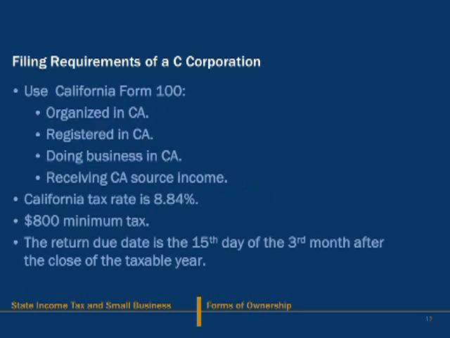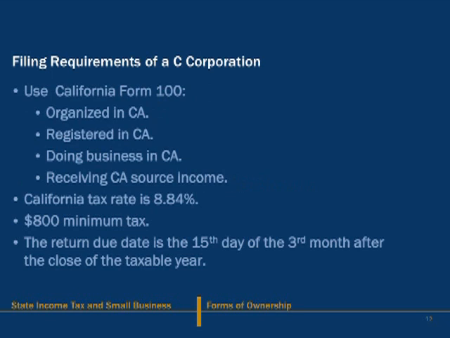C corporations that organize, register, conduct business, or receive California source income must file California Form 100, California Corporation Franchise or Income Tax Return. Other entities that elect to be taxable as a C corporation must file California Form 100 if they receive California source income. A C corporation is taxed on its net income at a tax rate of 8.84%. Entities formed as corporations under civil law and LLCs that elect to be taxable as C corporations are subject to a minimum tax of $800.